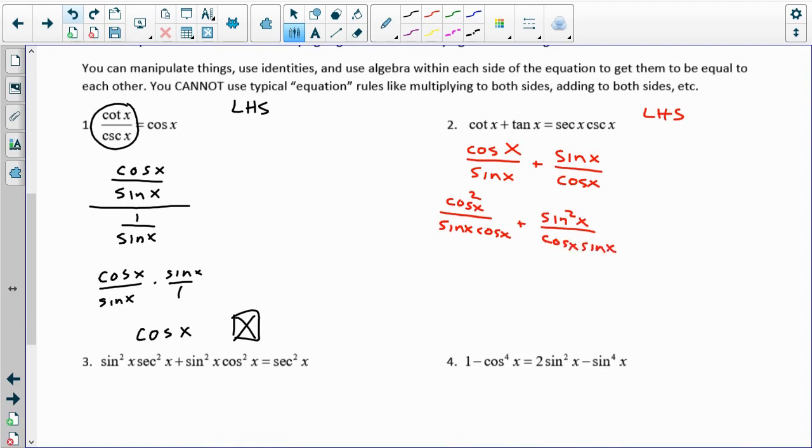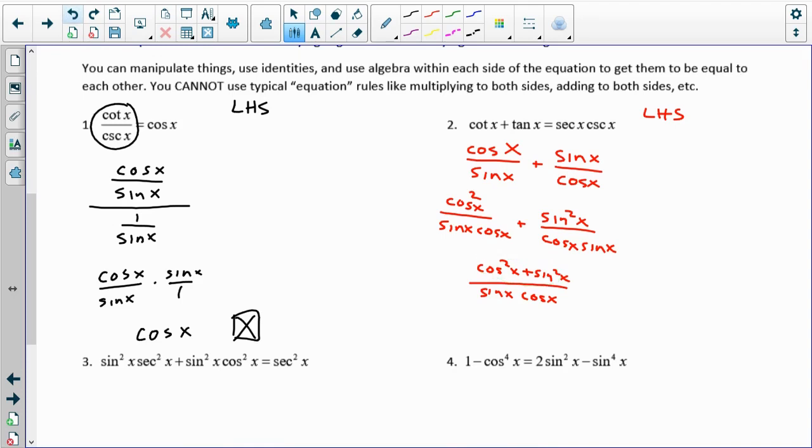So now I have a common denominator of sine x, cosine x. And then I can add these things because they have a common denominator. So I have cosine squared x plus sine squared x all over sine x, cosine x. Well, what is sine squared plus cosine squared? I know that that's 1.